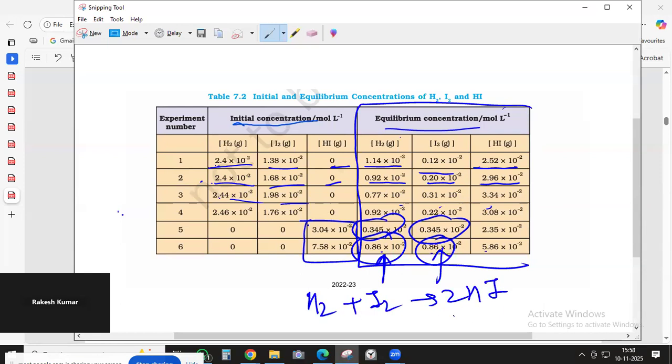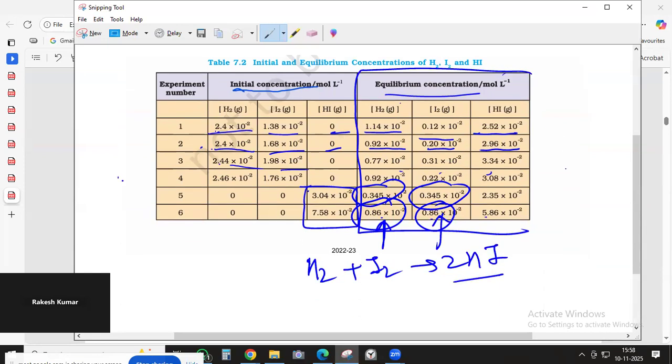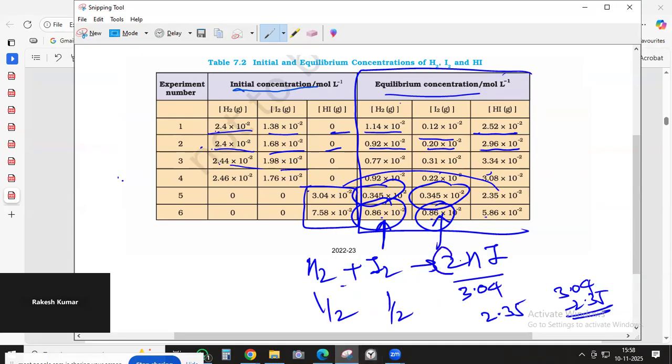So it's like this. If you take some value here, like he's taking 3.04 initially, and he has got 2.35 after some time. That means 3.04 minus 2.35 was decomposed. So half of that will come here and half of that will come here. I hope you understand. Anyway, don't go into so much detail. The point is that the stoichiometric coefficients are deciding something, and the initial concentration is also deciding the equilibrium concentration.